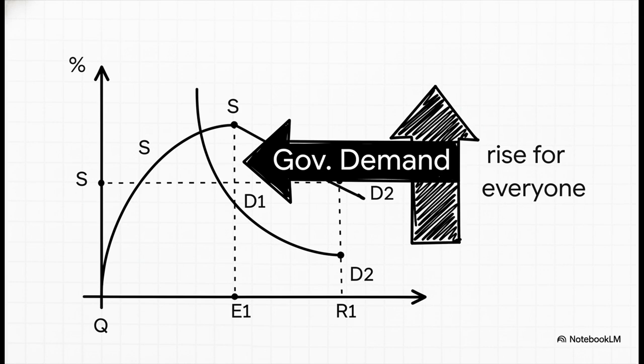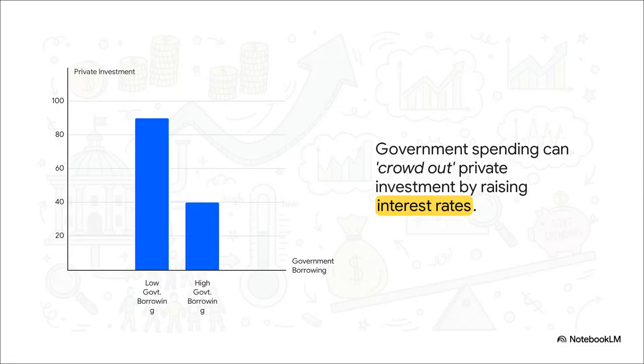And basic economics tells us that when demand goes up, the price goes up. In this case, the price of borrowing is the interest rate. So, interest rates start to rise for everybody. And here's the kicker, the real consequence. When interest rates go up, it becomes more expensive for private companies to borrow money for their own projects, like building a new factory or researching new technology. So what do they do? They invest less. The government's attempt to boost the economy has accidentally crowded out private investment, which can seriously weaken the whole point of the policy in the first place.